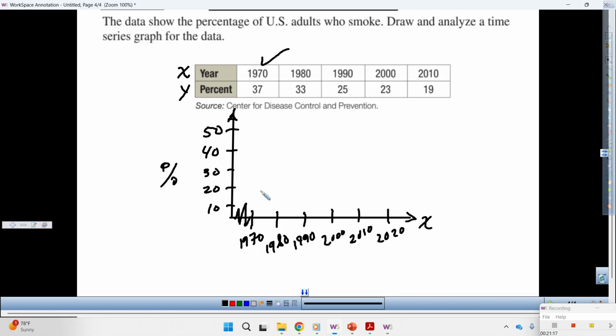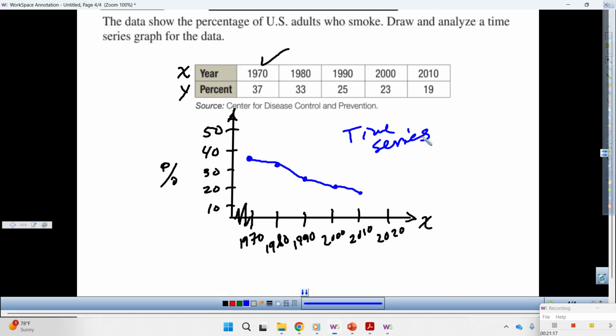All right. Here we go. 1970 is 37. 1970, 37, right there. 1980 is 33. 1990, 25. 2000 is 23. And 19 for 2010. Connect the points. And this is called a time series.